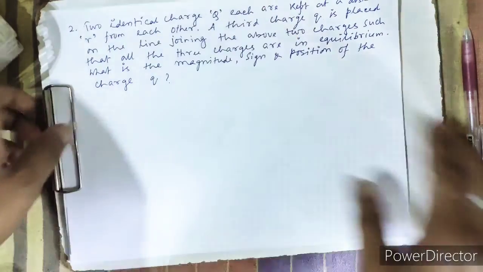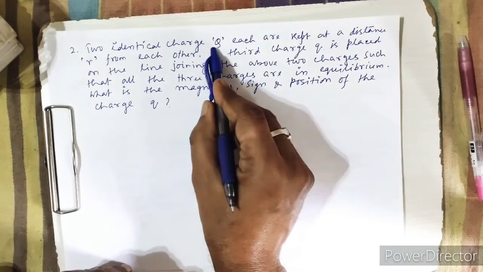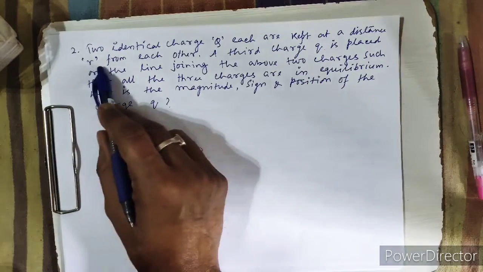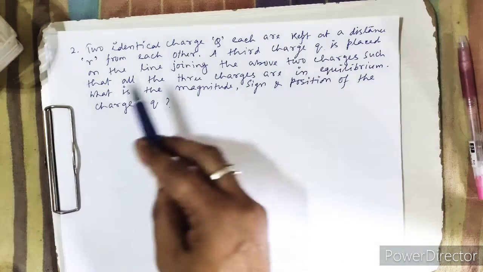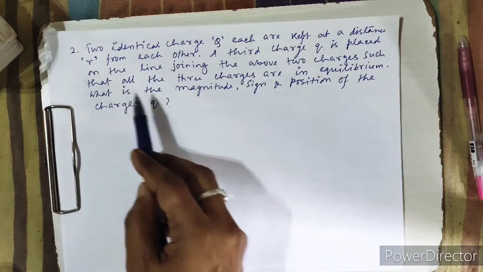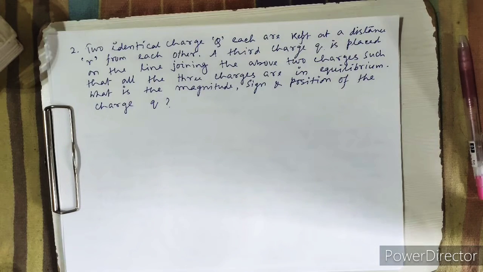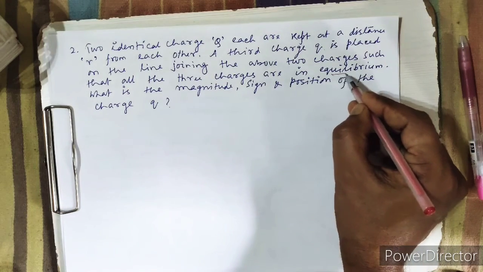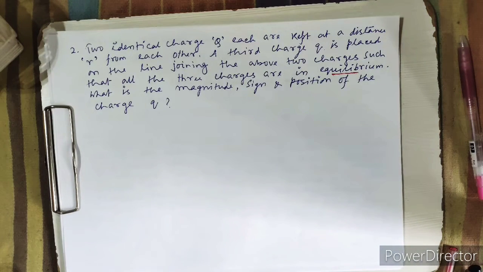Say two identical charges, capital Q each, are kept at a distance small r from each other. A third charge small q is placed on the line joining the above two charges such that all three charges are in equilibrium. This is a statement of equilibrium. This signifies that the total force is 0.